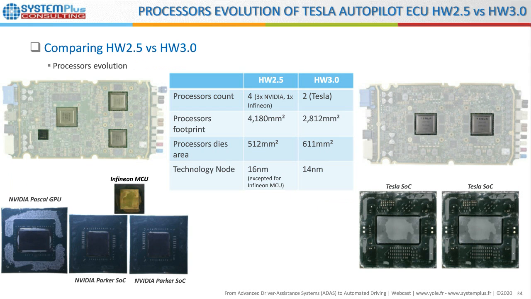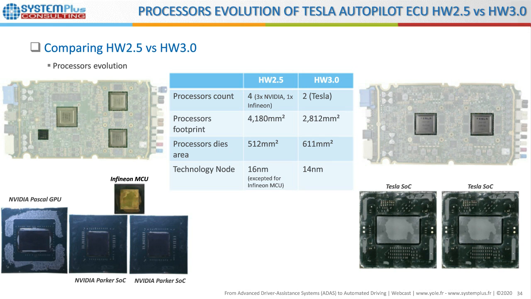When we compare the chipset of each version, and particularly the processors, thanks to the high-resolution photos of the die, the measurements and the technical data available on the website, we can see that in the 2.5 version, there are 4 processors: one NVIDIA Pascal GPU, 2 NVIDIA Parker System-on-Chip, and 1 Infineon MCU. In the 3.0 version, the processor number is reduced, with only 2 ASICs specifically developed by Tesla.